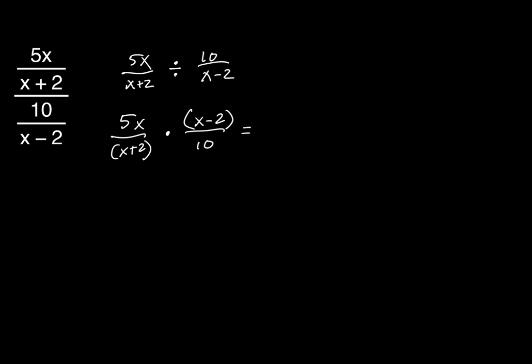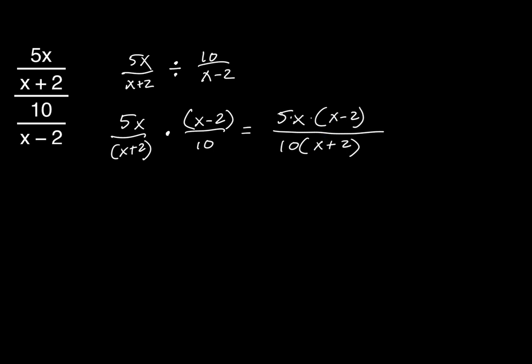Multiplication is commutative, which means it can be rewritten in any order I want. So 10 times x minus 2 in the numerator. Denominator, 10 times x plus 2. And then where can we reduce? These cannot reduce. A common mistake people make when they're reducing polynomials is trying to reduce a term instead of a factor. You can only reduce factors.